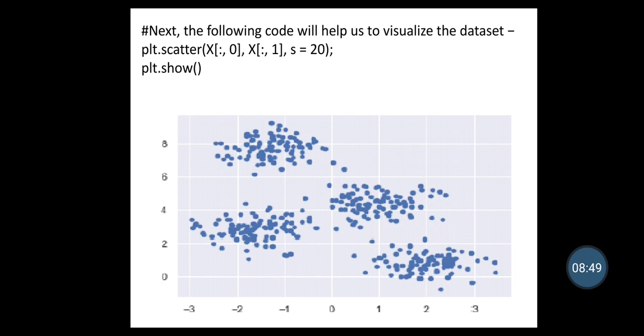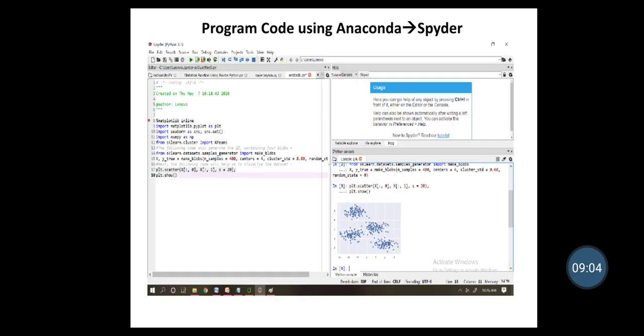You can notice that there are 4 types of blobs defined in this slide, created from the cluster dataset for the k-means method. I am also providing you the execution of the above code in an Anaconda environment using the Spyder tool. You can also use this code and run the program to understand the concept behind the k-means algorithm.